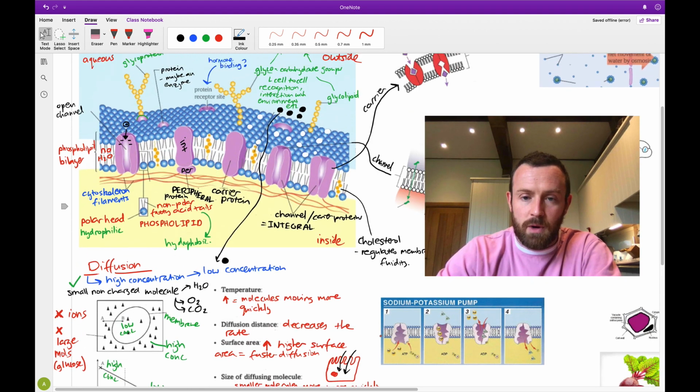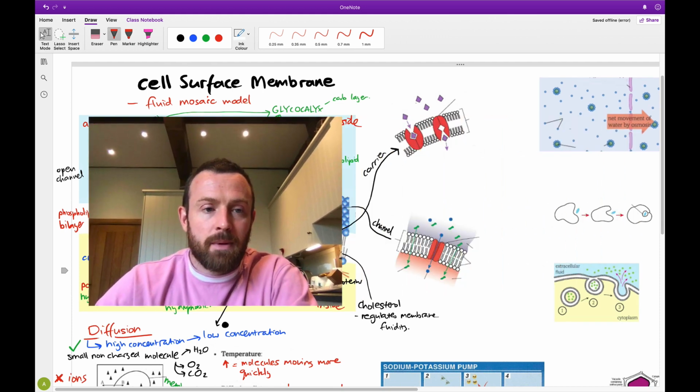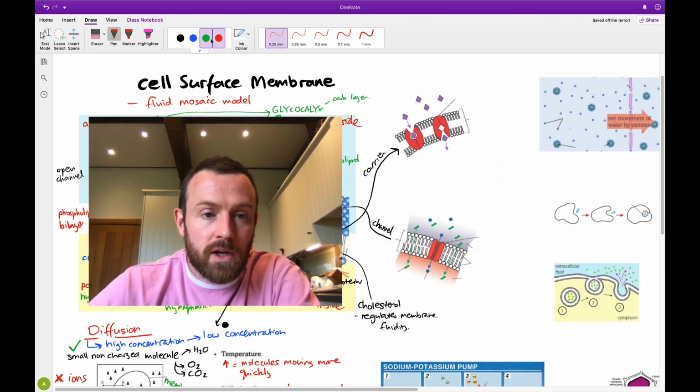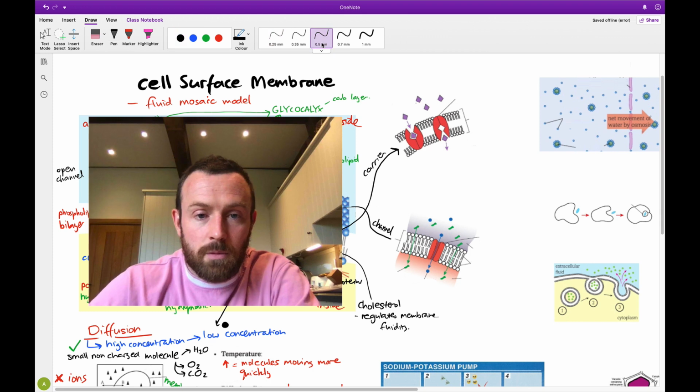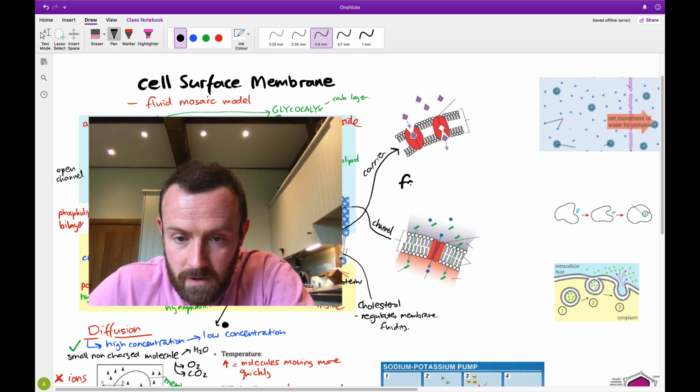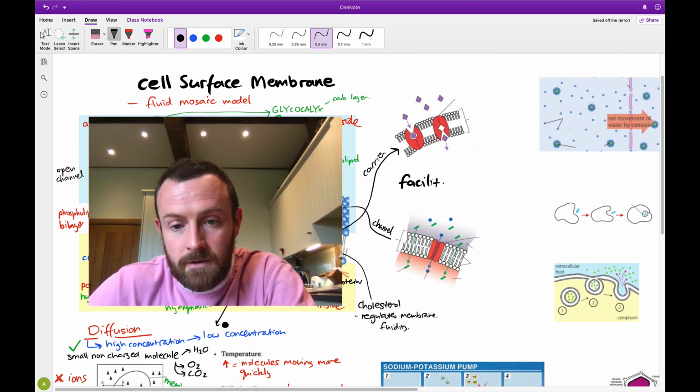So I'm going to move up to this part of the Mindmap here. And we're going to label, let's go a little bit bigger. Is that about right? Yeah, that's about right. Facilitated diffusion.